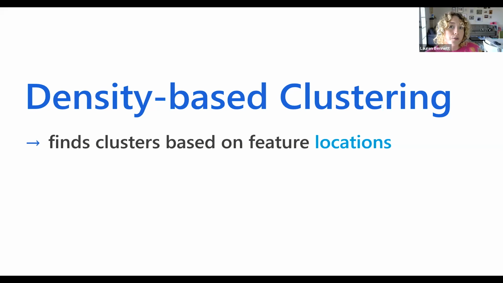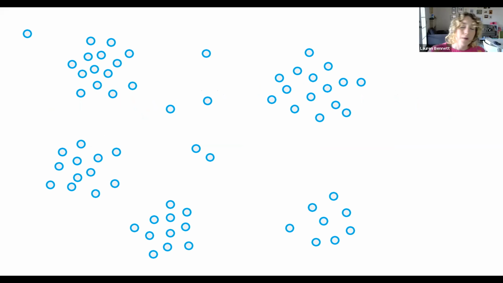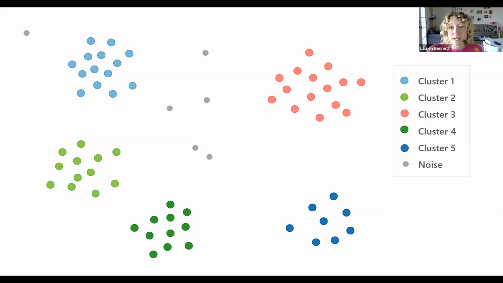Okay, so we're going to start by talking about a set of methods that are all accomplishing this goal of finding density-based clusters. And these methods are all about the locations of features. So really what you have is a bunch of points on a map. And you're trying to get the algorithm to find these natural clusters in your data.